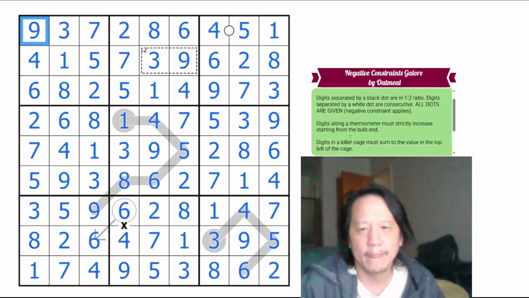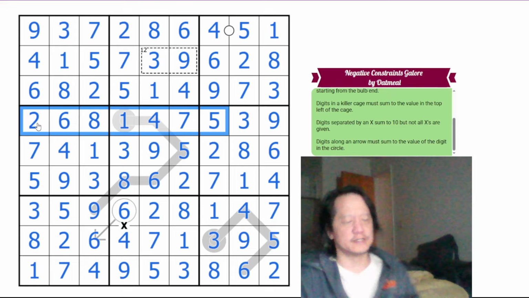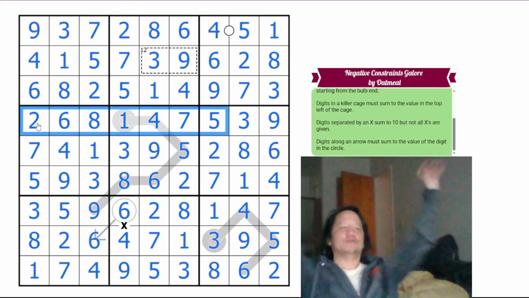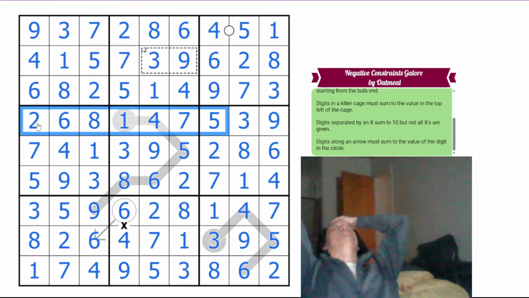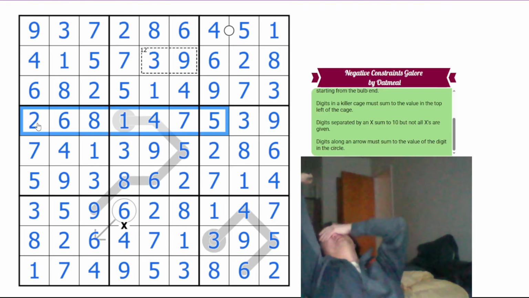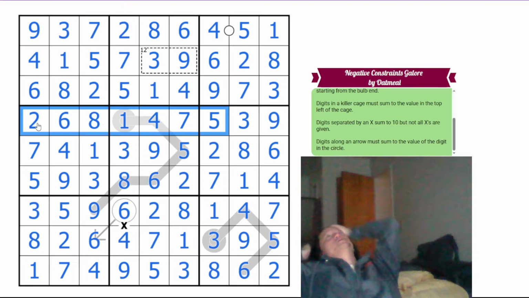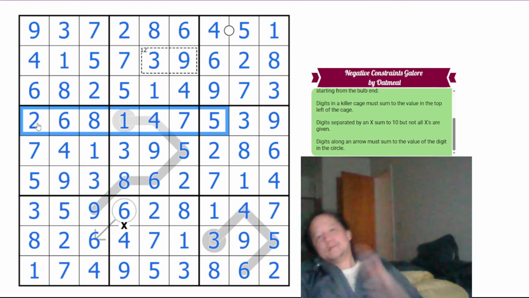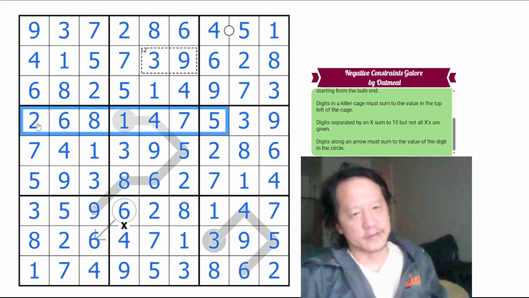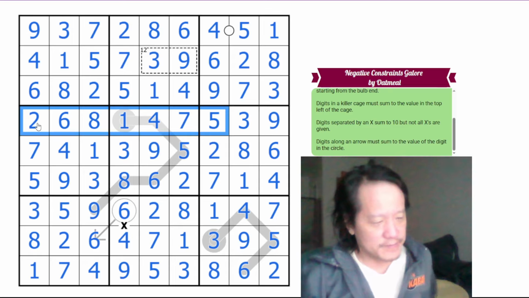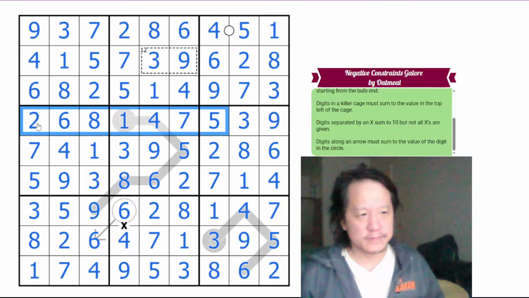I hope that actually made a lot of sense. We obviously did use the negative constraints galore, but there weren't that many negative constraints there, just the 2. But that did restrict a lot of things, so maybe that was sufficient.